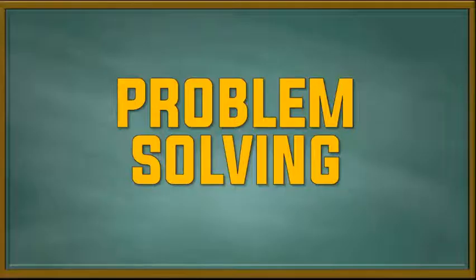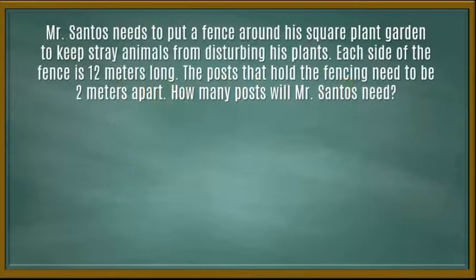Let's solve a problem using Polya's 4-step strategy and one of the heuristics we have identified. Mr. Santos needs to put a fence around his square plant garden to keep stray animals from disturbing his plants. Each side of the fence is 12 meters long. The posts that hold the fencing need to be 2 meters apart.